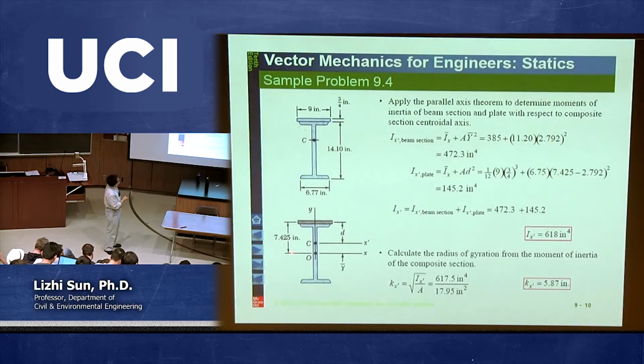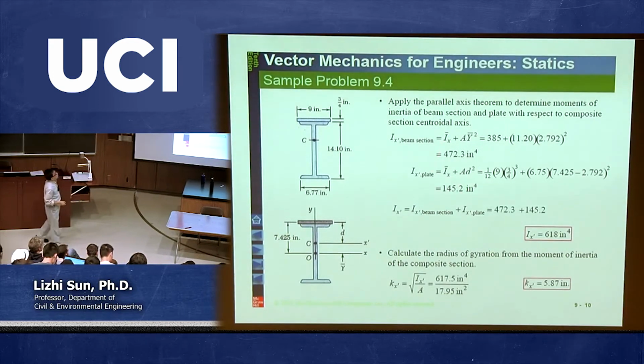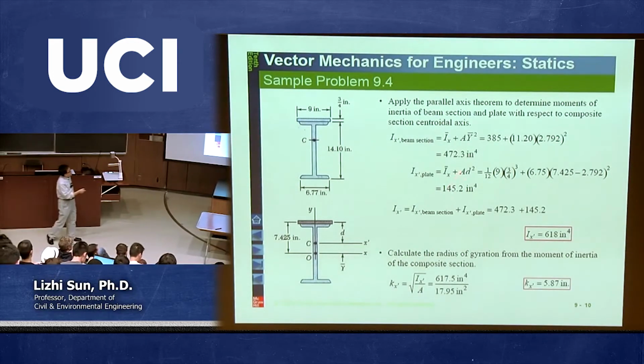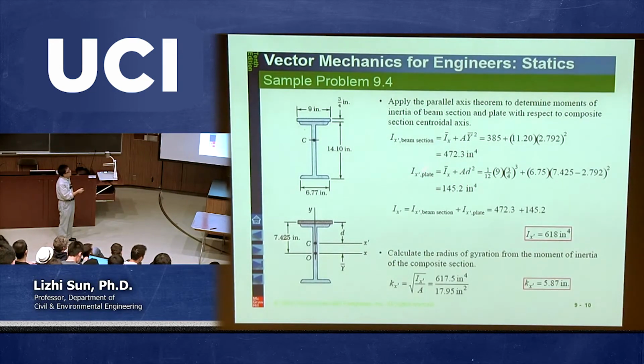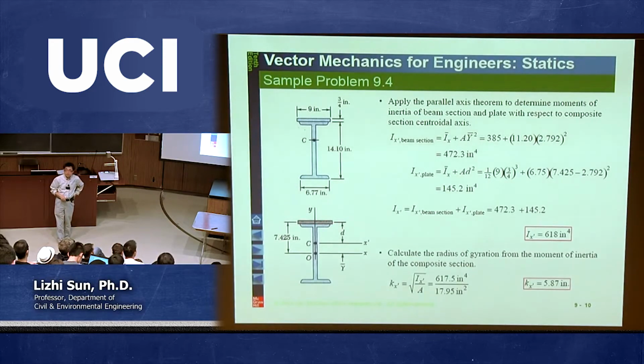Maybe one way I can say is from here to here, and then minus this part. So 7.425 is from here to here, and then minus y bar. So 7.425 minus 2.792. And that's D. And don't forget the square here. Then you punch your calculator, you get another number, 145. And the 145 to the 4th power is the second moment of inertia with respect to x prime based on this rectangular cross-section. That's the second part.